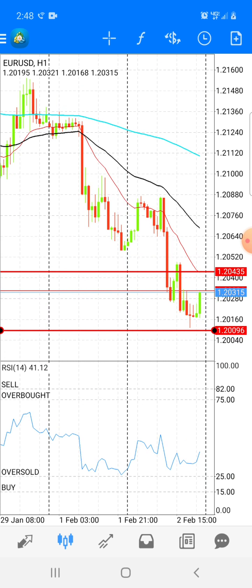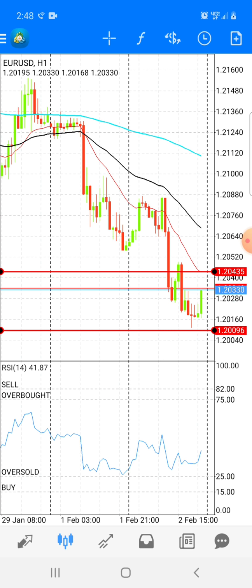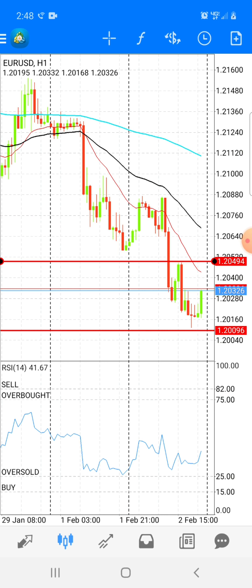Let's look at Euro USD. You guys are going to get the best of both worlds, because I'm also going to talk about sniper entries as well. Give me one second. So Euro USD, let's look at H1.